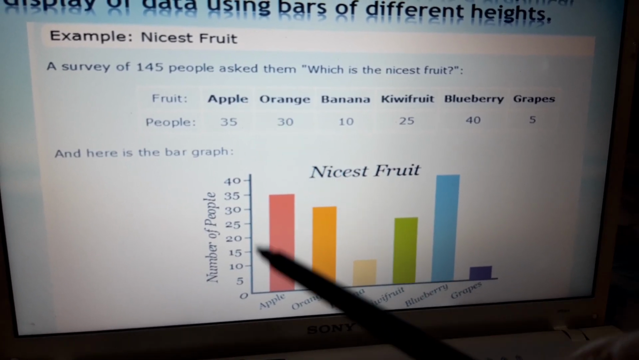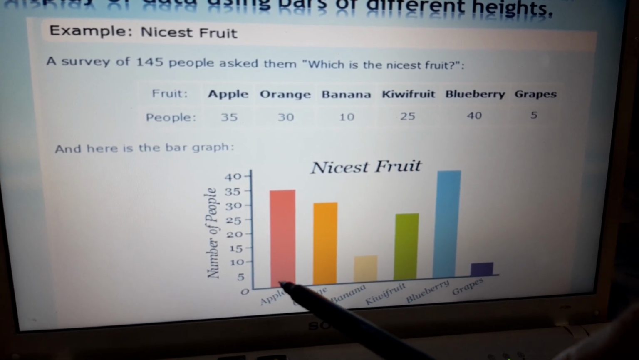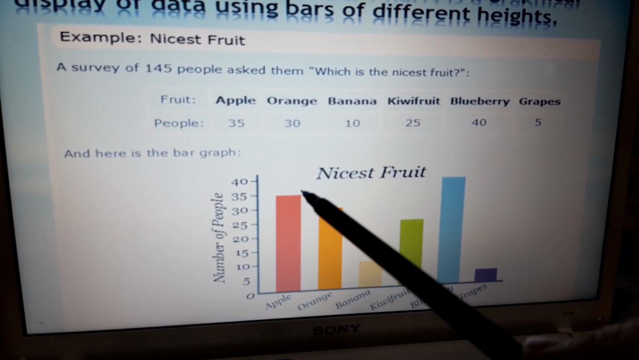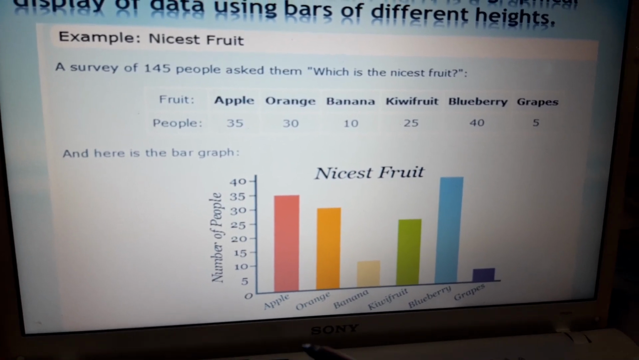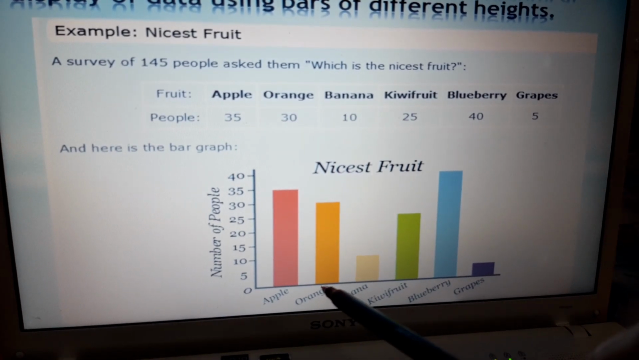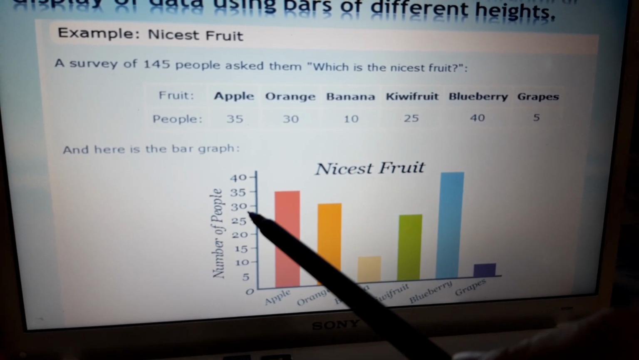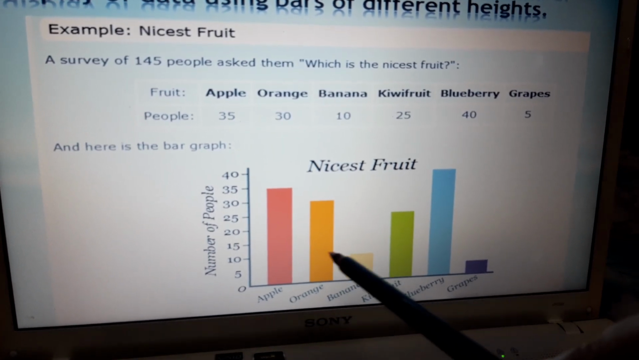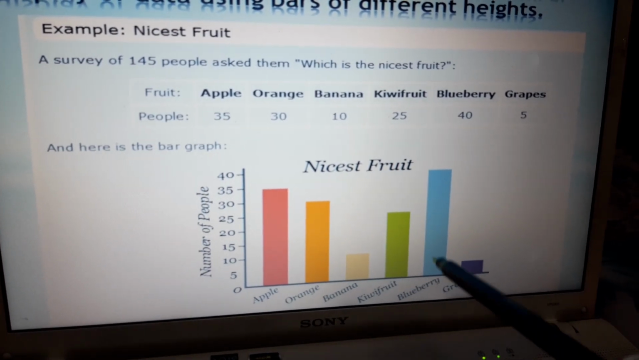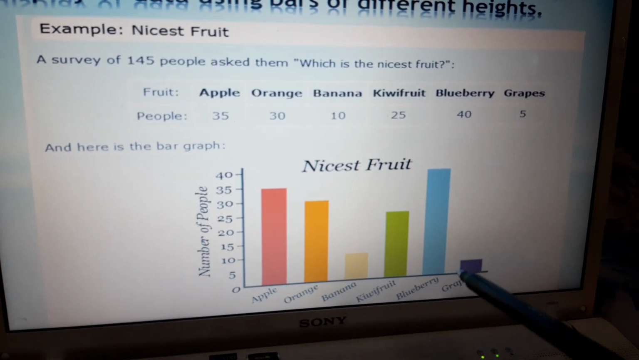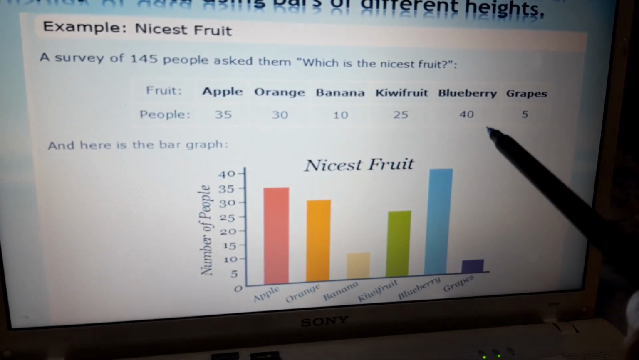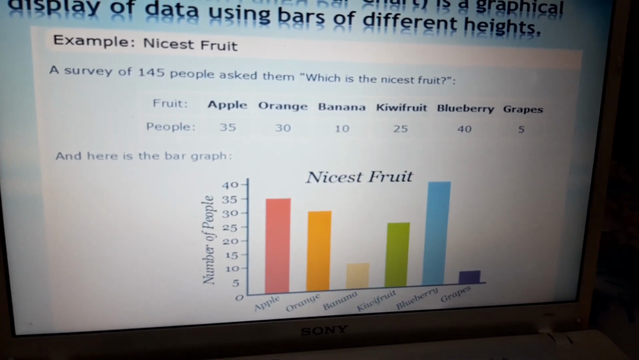Now 35 people like apple. So I will raise this bar to the height of 35 till here. So I will form a rectangle till the height of 35. Then I will leave some gap in between. Then I have 30 people like orange. So the height of the orange bar will be till 30. Similarly for banana, it will be 10. For kiwi fruit, it will be 25. For blueberry, it will be 40. Similarly for grapes, it will be 5. So these numbers tell us about the frequency, or you can say the heights of the bars.